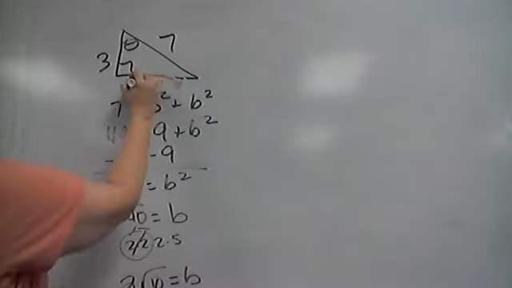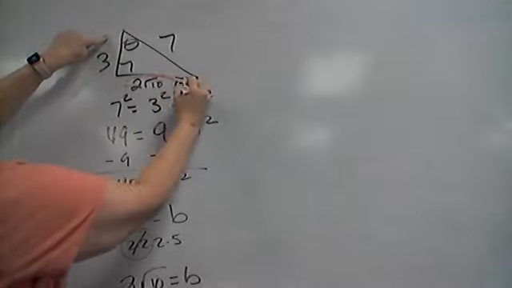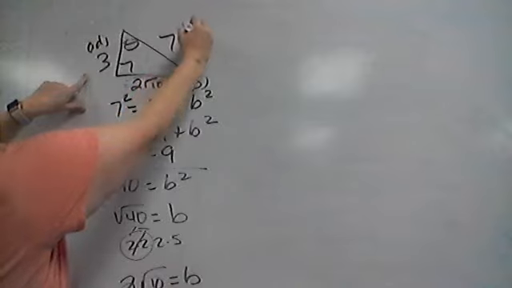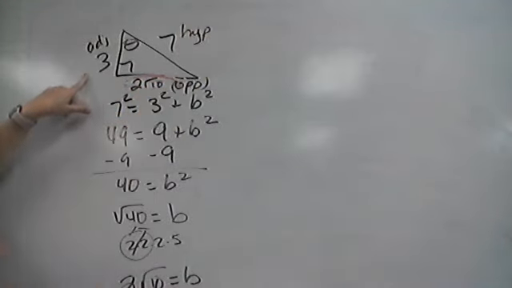All right, so the missing side is 2 root 10. All right, make sure you pay attention to your angle. My angle is up here. So this is my opposite side. This is my adjacent side. And, of course, this is my hypotenuse.